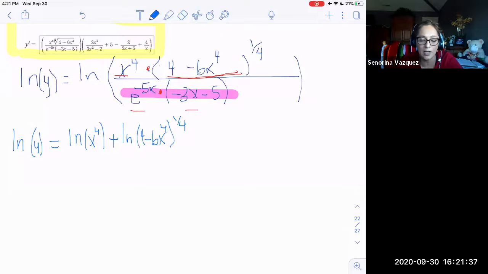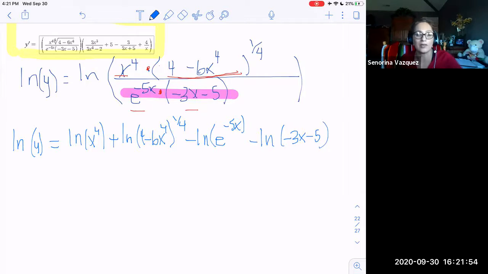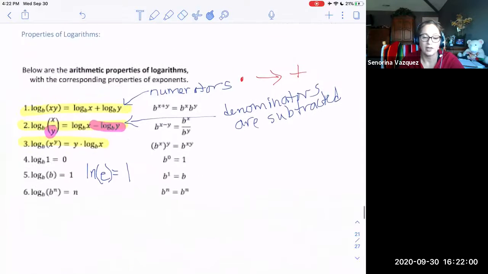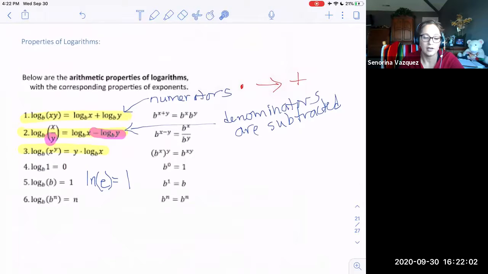And then I have the denominator, so it's going to be minus the natural log of e to the negative 5x, minus one more time, because it's also in the denominator, the natural log of negative 3x minus 5. So that's how I expand that using the properties of products and quotients. Okay, so that was the first two properties, of products and quotients.